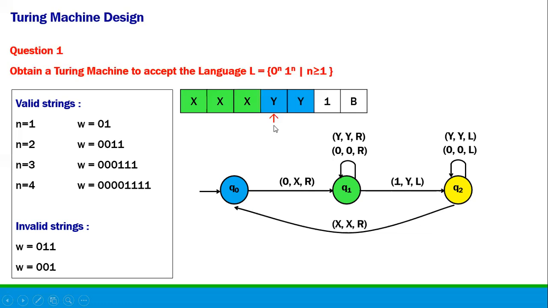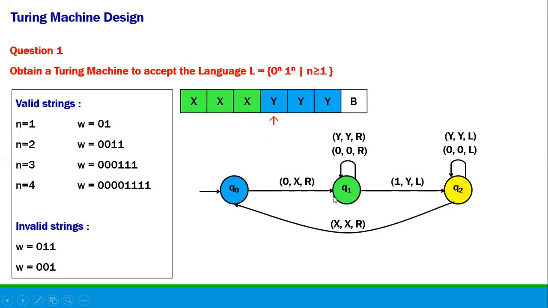If I have y, again move right. If I have y, again I move right. 1 to be replaced by y. Okay, move left. Okay, then I have y, so move left. Yes, now I have x now. So once I came to x, the q naught. Again, I start moving to y now.